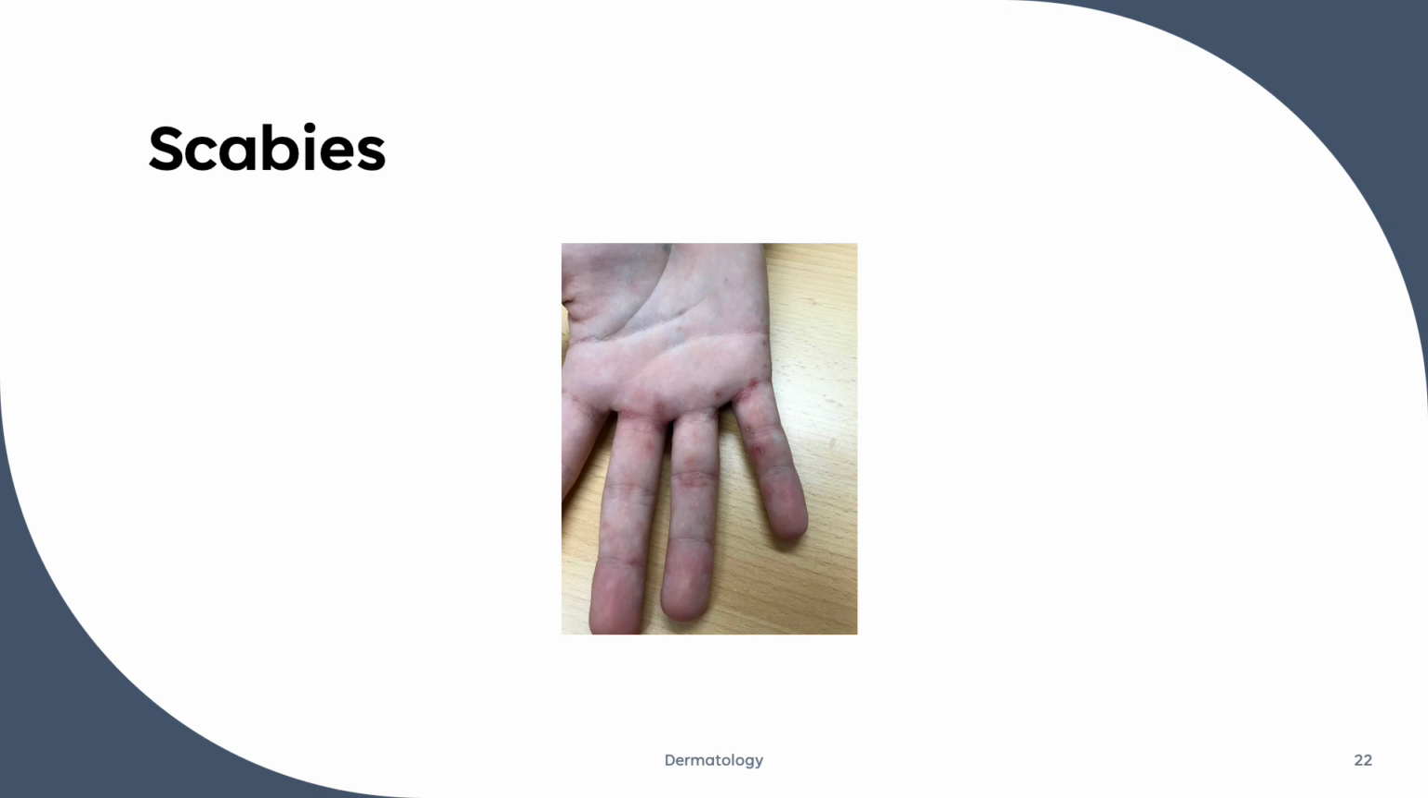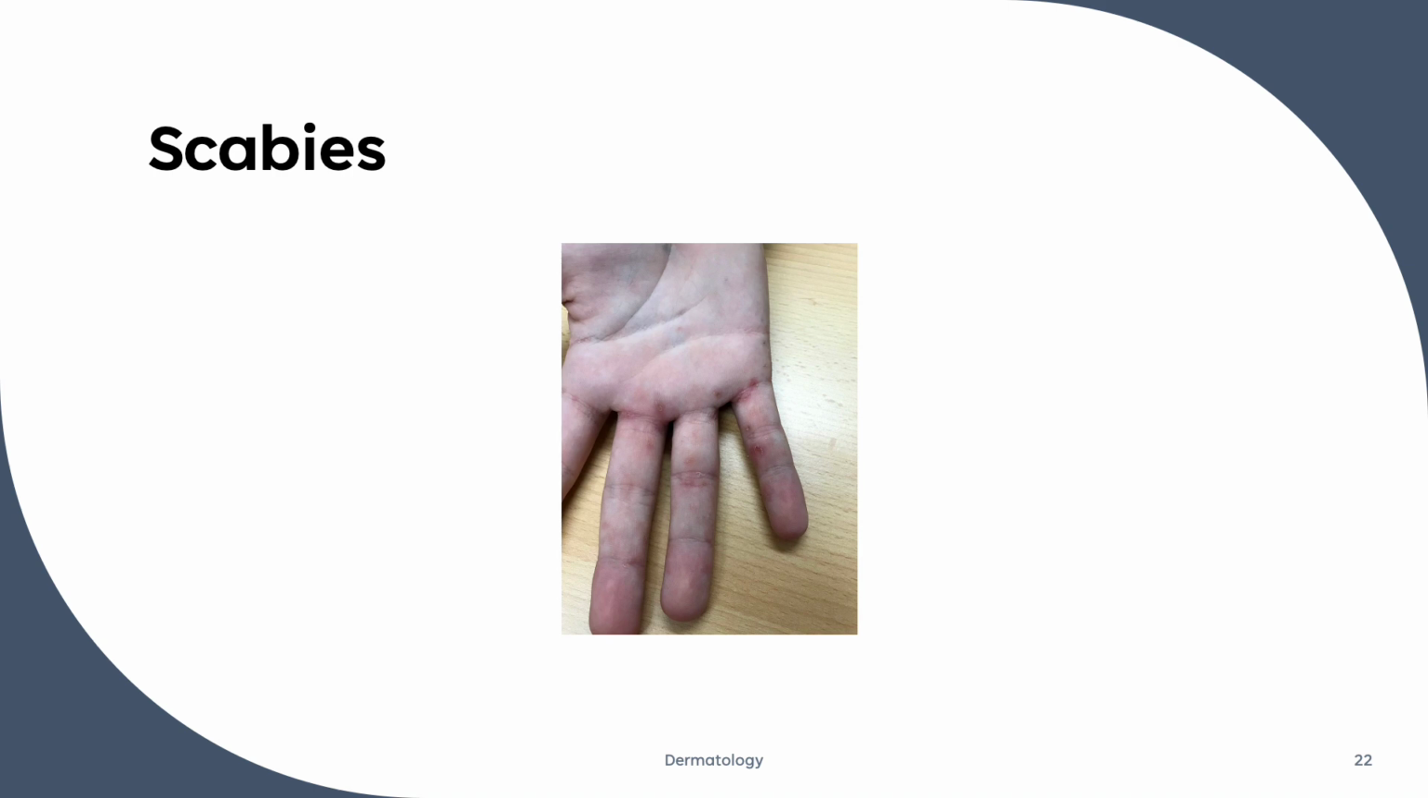Symptoms typically include intense itching, particularly at night, and a rash characterized by red raised bumps. You may also see burrows, thin, wavy lines in the skin where the mites have burrowed. Common locations for scabies infestations include the webbing of fingers, wrists, elbows, armpits, buttocks, and genital areas. These areas are often more susceptible due to the thin skin.